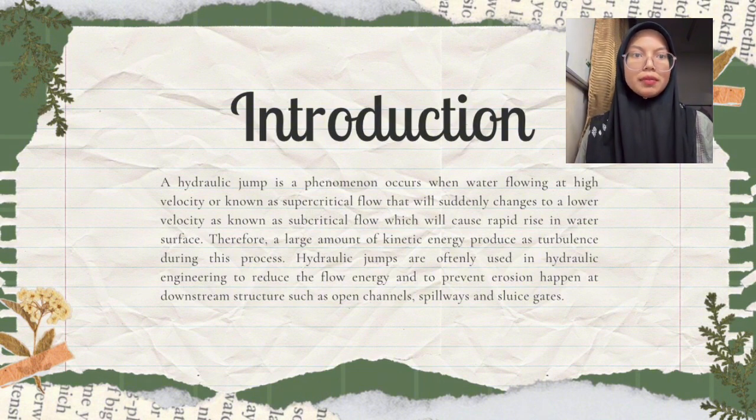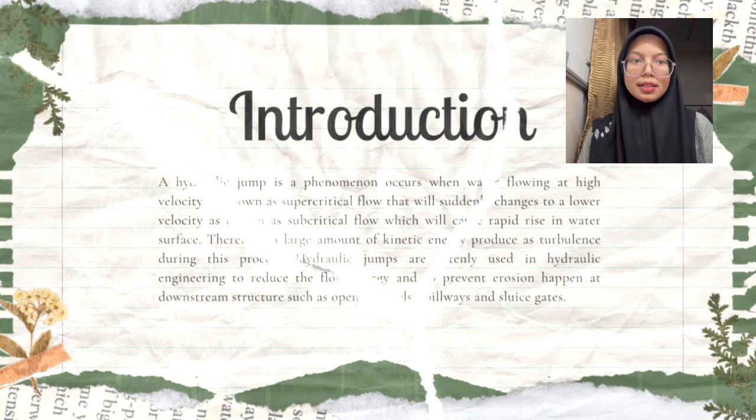A hydraulic jump is a phenomenon that occurs when water flowing at a high velocity, known as supercritical flow, suddenly changes into a lower velocity, known as subcritical flow, which causes a rapid rise in the water surface. Therefore, a large amount of kinetic energy is produced as turbulence during this process. Hydraulic jumps are often used in hydraulic engineering to reduce the flow energy and to prevent erosion at downstream structures such as open channels, spillways and sluice gates.